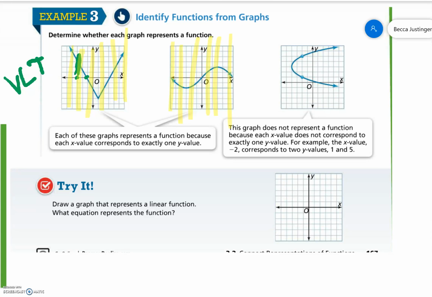So let's try the vertical line test on this one. Draw a vertical line. I crossed my function here and here. So it's not a function because for that x value, the x value of -2, it crosses twice. There's (-2, 1) and (-2, 5). So there, my x values repeat. The x value of -2 has multiple y values. You can see it happens more than once here. So it doesn't pass the vertical line test.